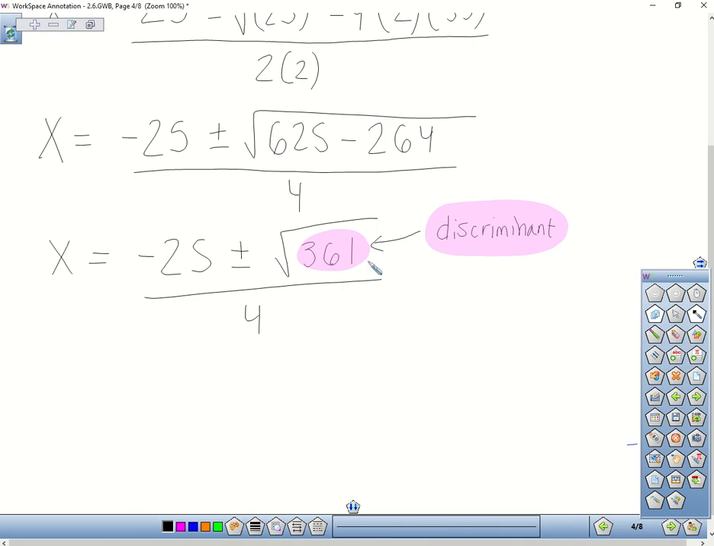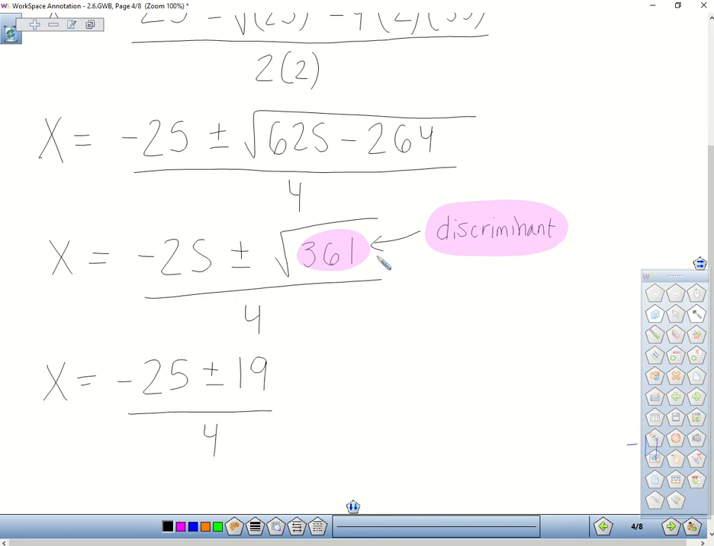Off the top of my head, I did not know that this was a perfect square, but it is. The square root of 361 is actually 19. So you sometimes just have to check in your calculator, because some of them are not going to be ones that you have memorized. It's going to be negative 25 plus or minus 19 over 4. Now, where does that fall in the categories if we get discriminant equals 361? Which category is that? Look at your sheet.